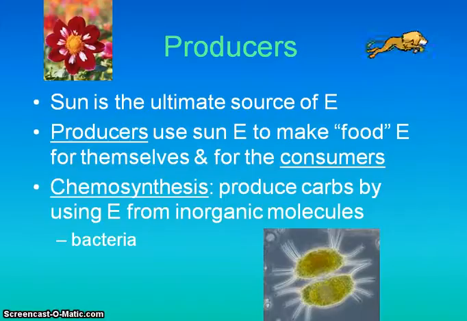Producers are the organisms that use the sun to make their food energy for themselves and for the consumers. So the sun's the ultimate source of energy, and then the producers use that sun generally through photosynthesis to make food for them and for the organisms that are going to eat them. There's also a process called chemosynthesis, which is where organisms can produce carbohydrates by using energy from inorganic molecules. So there are certain types of bacteria that can do that.